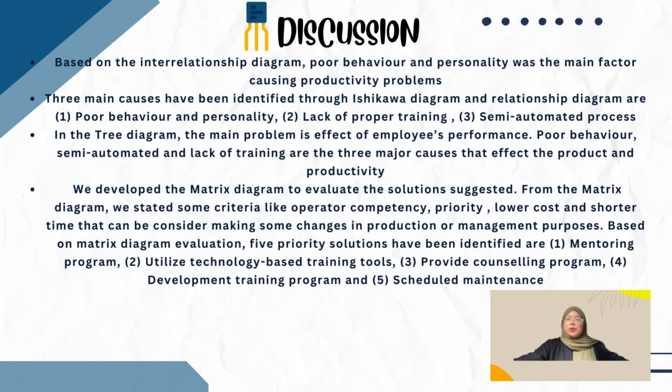In the third diagram, the main problem is the effect on employees' performance. Poor behavior, semi-automated process, and lack of training are the 3 major causes that affect the products and productivity. We developed the matrix diagram to evaluate the suggested solutions. From the matrix diagram, we stated some criteria like operator competency, priority, lower cost, and shorter time that can be considered for making changes in production or management. Based on the matrix diagram evaluation, 5 priority solutions have been identified: first, mentoring program; second, utilize technology-based training tools; third, provide counseling program; fourth, develop training program; and last, scheduled maintenance.